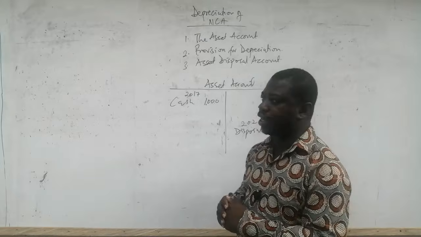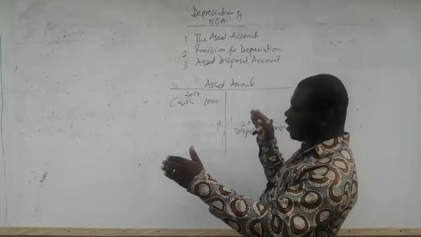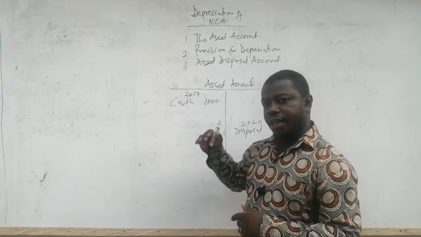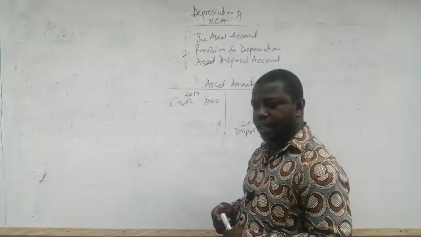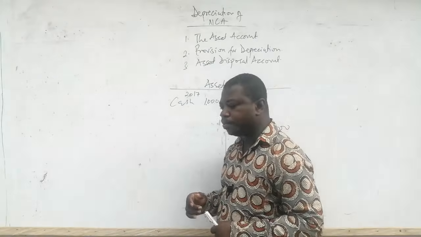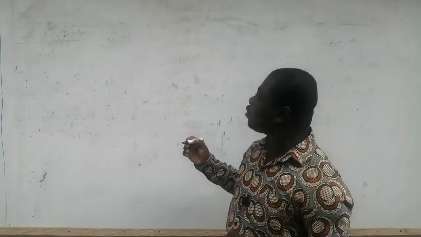And so I'm going to do a workings where I'm going to show you how to calculate the depreciation using a simple statement of depreciation. And then afterwards, we can come and prepare the asset account and the provision for depreciation account as well. Okay, so we are going to prepare the statement of depreciation as workings.